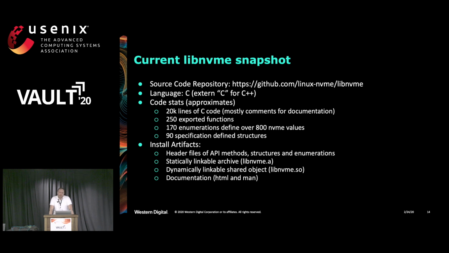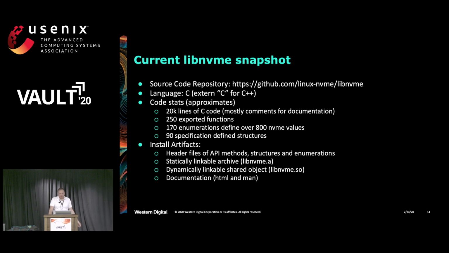So the code stats: when you're trying to implement every single possible function and mode that the specification defines, this actually got much bigger than I thought. This library exports about 250 functions. It's quite large. But the code size is actually not that big to implement it. It's roughly about 20,000 lines right now, but over half of that is documentation.